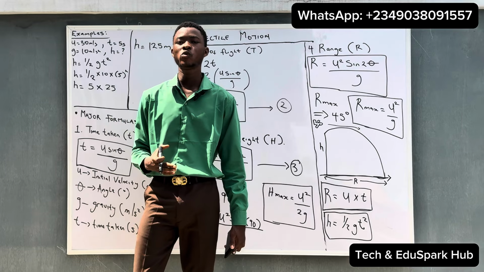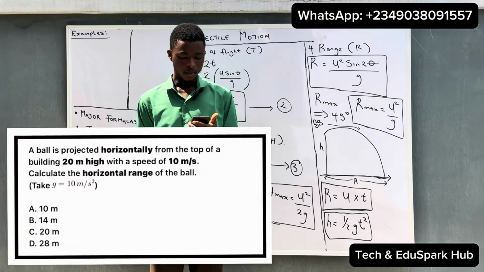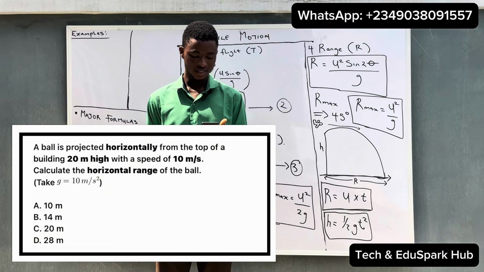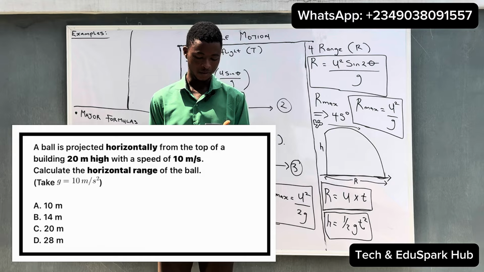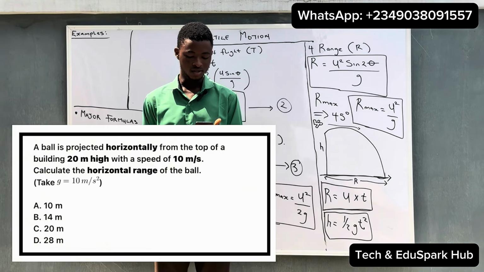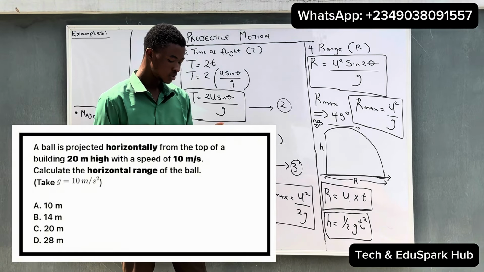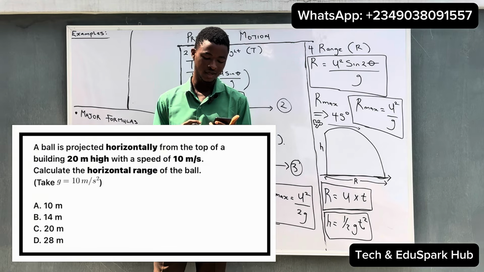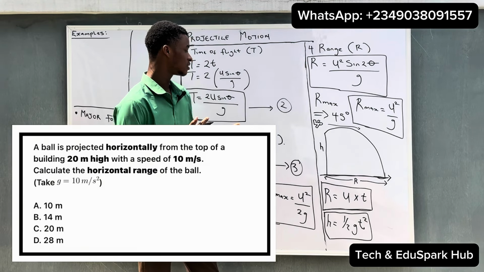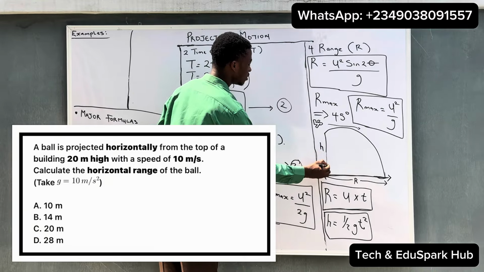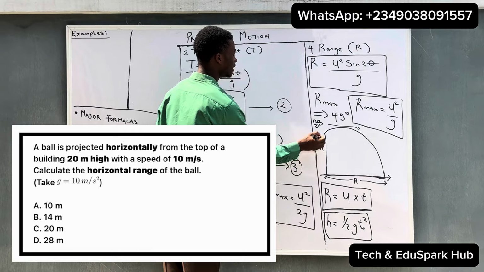And the last example we have under range says that a ball is projected horizontally from the top of a building 20 meters high with a speed of 10 meters per second. Calculate the horizontal range of the ball. So looking at this question, you can see the question is saying that the ball is projected from the top of a building which is 20 meters high. So the ball is projected from a particular height which is 20 meters.